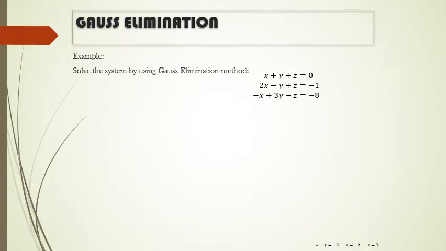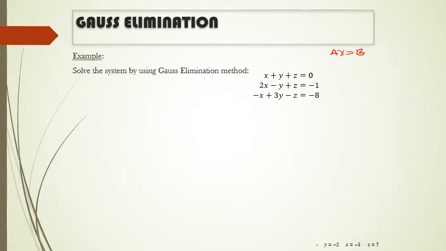Okay, for this example, we want to solve it by using Gauss elimination, meaning we need to reduce the matrix until we get an upper triangular matrix. First of all, let's transform this system into matrix form. So it's actually AX equals B, sorry.